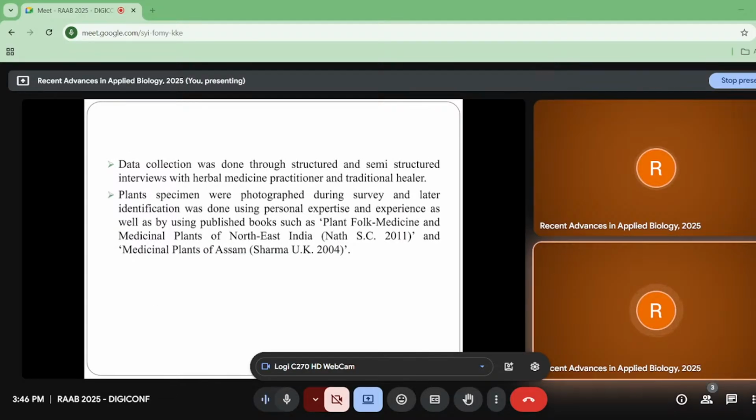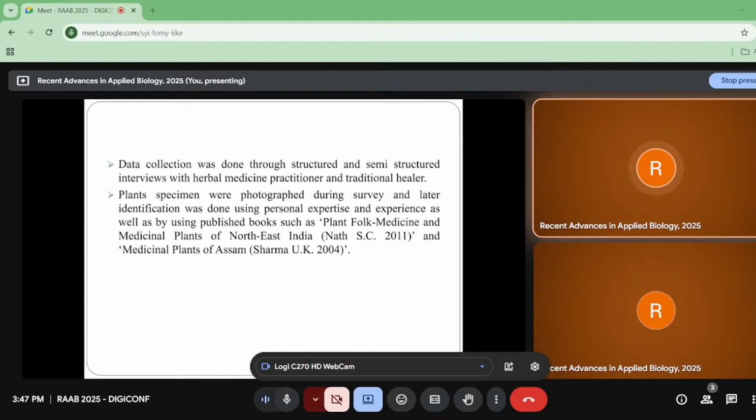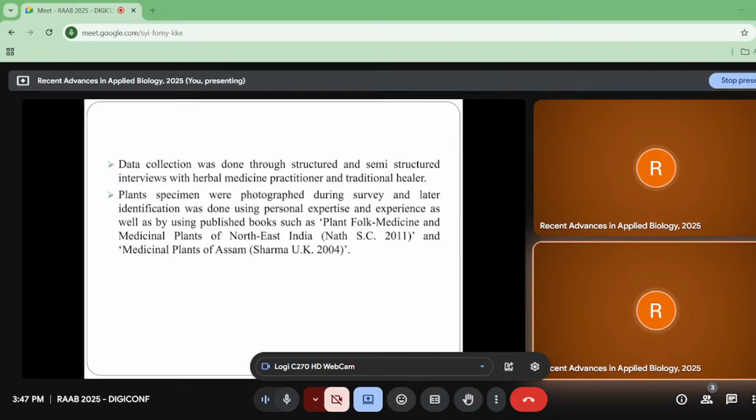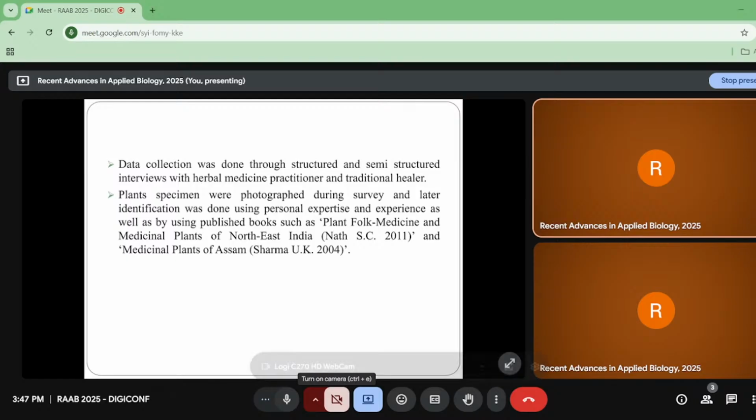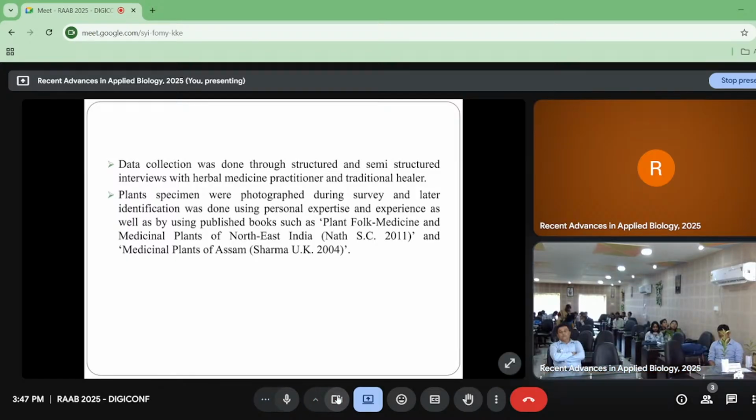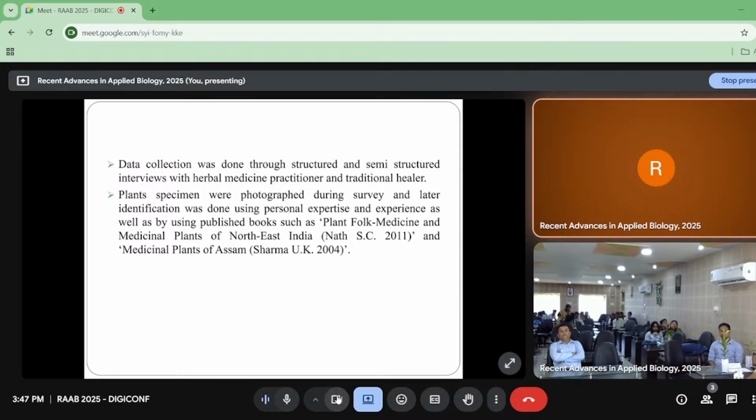The data collection was done through structured and semi-structured interviews with the traditional healers, and the specimens were photographed during the survey. Later identification was done through personal expertise and experience, and using books such as Plants of Medicine and Medicinal Plants of Northeast India, and Medicinal Plants of Assam by Sharma UK 2004.